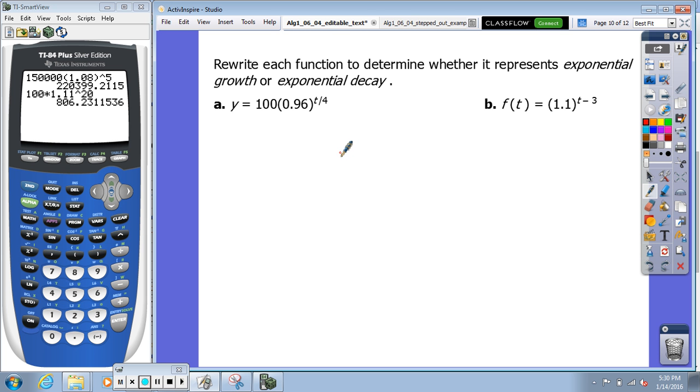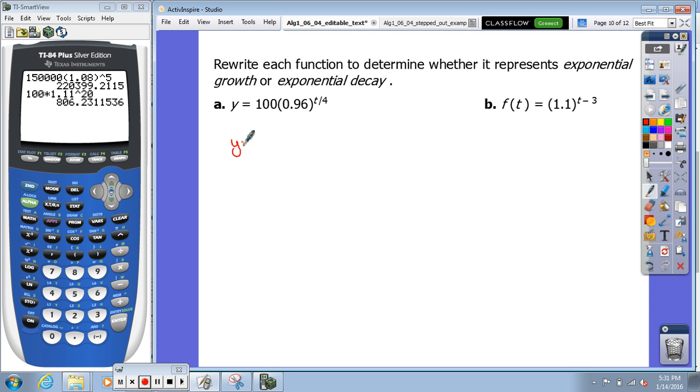Okay, so this says to rewrite each function to determine whether it represents exponential growth or exponential decay. The reason why I cannot determine it straight off is because the exponent is not just t, it's t over 4. So what I want to do is use the power of a power property, where if it's a power to a power, you multiply.